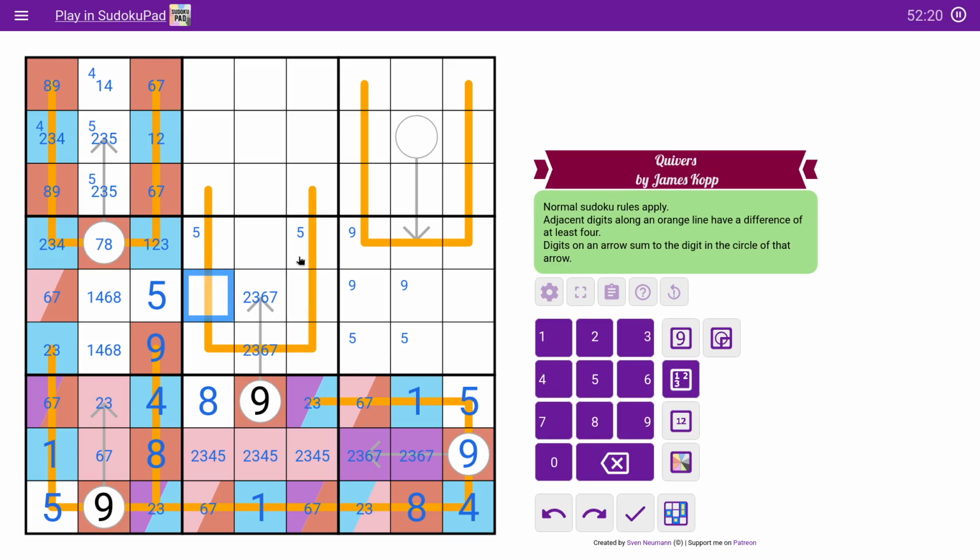And I want to say 9 has to be in the middle row. But I can't seem to prove it, which is difficult. A difficulty.